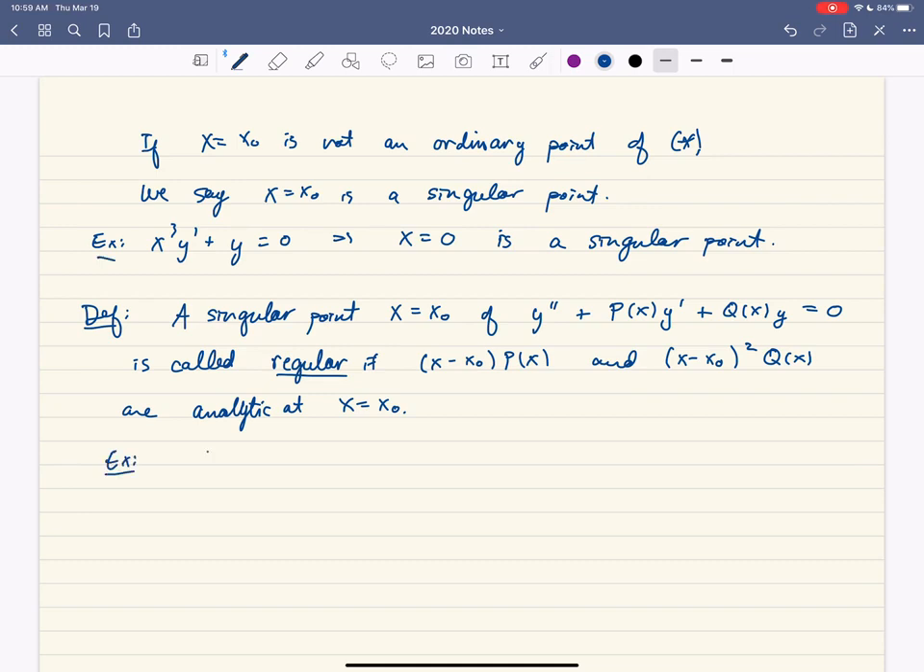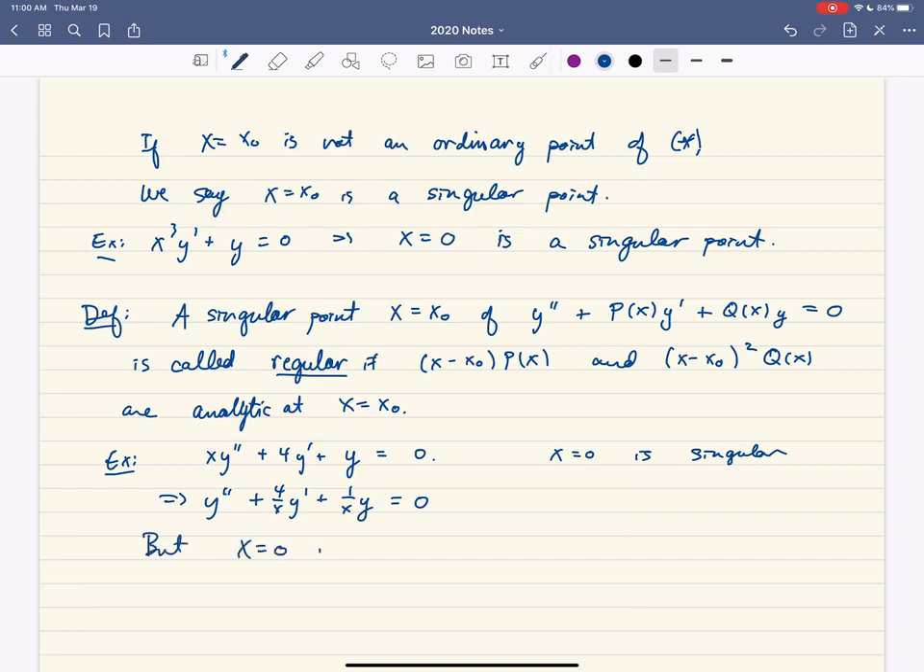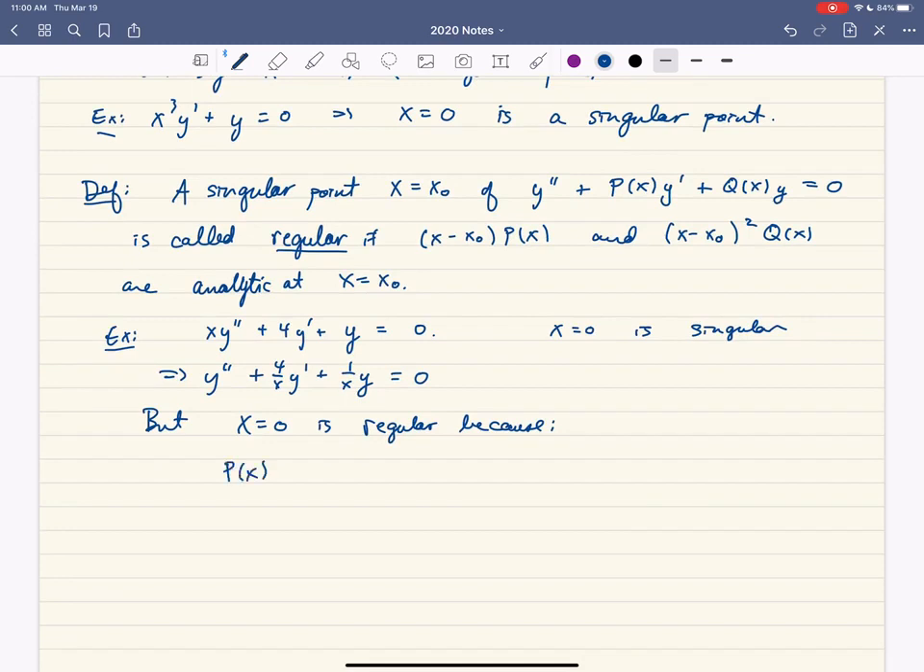If we were to look at, say, x y double prime plus 4y prime plus y equals 0, it's clear that x equals 0 is a singular point, because you could write this as y double prime plus 4 over x y prime plus 1 over x y. You have the same power series problems that we had before. But it turns out that x equals 0 is singular, but it's also regular. My p of x is 4 over x, and our q of x is 1 over x.